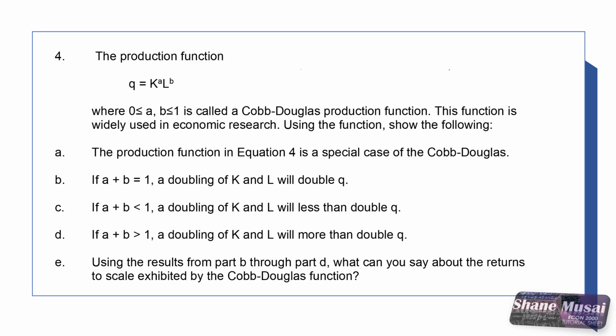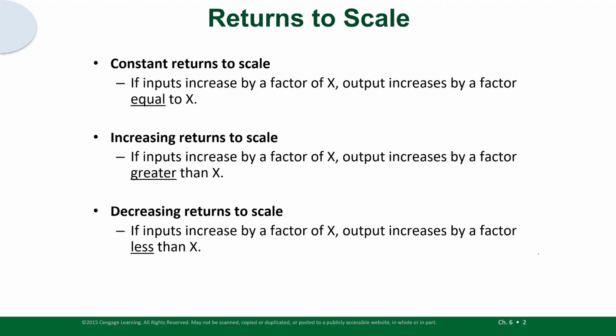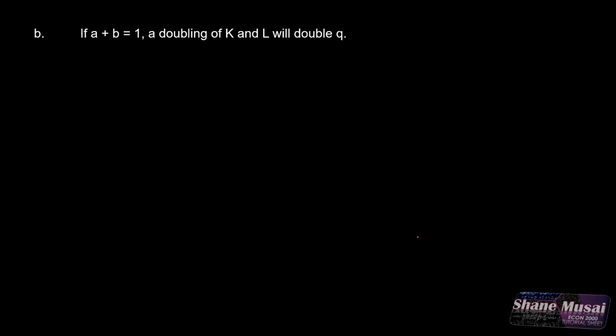Part B says, if A plus B is equal to 1, a doubling of K and L will double Q. So we need to show that, but before we show that, let's remind ourselves what is return to scale. So there are three types of returns to scale. You can pause this, read all about it, make sure you understand this fully, and then we move on to answering part B. We need to show that if A plus B is equal to 1, a doubling of K and L will double Q.